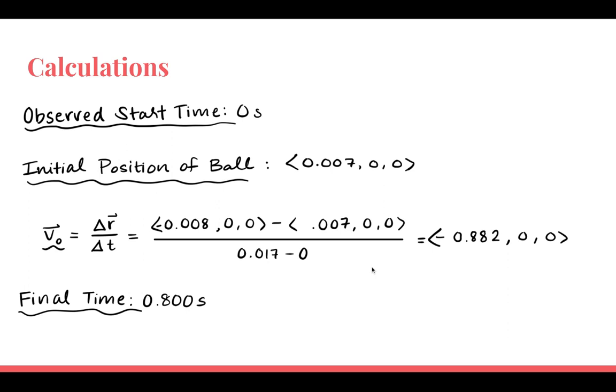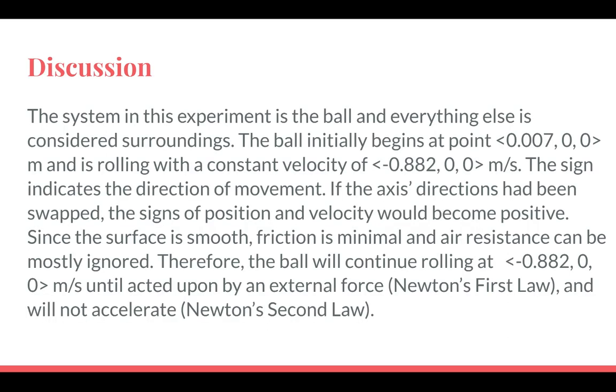The initial velocity can be calculated by taking the change in position over the change in time, which yields an initial velocity of negative 0.882 in the x direction and 0 in the y and z directions. And each time interval was approximately 0.0165 seconds. The system in this experiment is the ball, and the earth and the table are considered the surroundings.